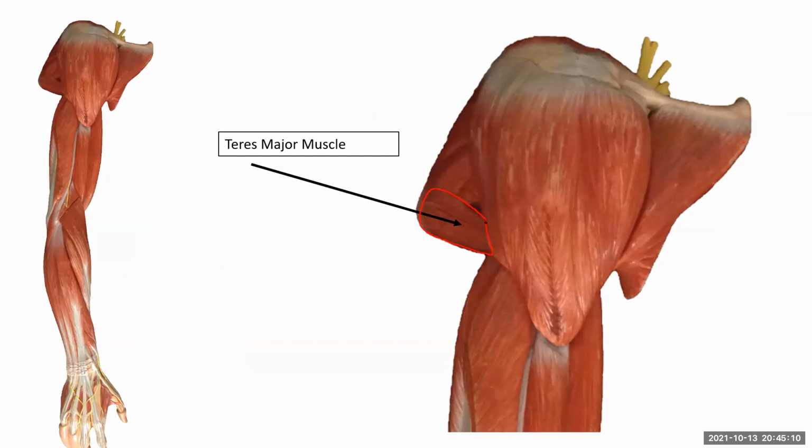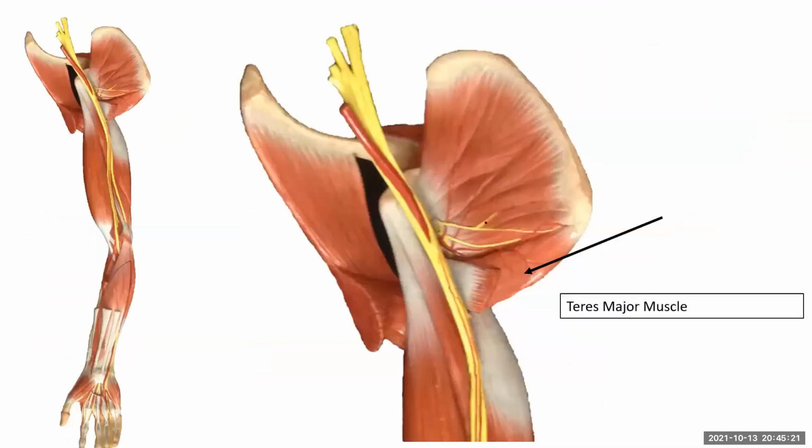And now I'm just going to flip the arm over. This is if you were standing next to me and your hand was down to your side, this is the view that I would see. Now I'm just going to look at the inside of your arm. Here you can see it from the inside. All right, that's the teres major muscle.